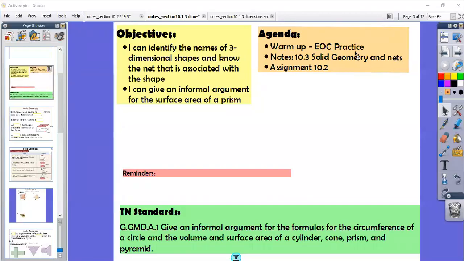In this lesson, we're going to talk about three-dimensional shapes and naming three-dimensional shapes, and also the net that is associated with those three-dimensional shapes. So the net is, if we take that and sort of unfold all the surfaces and think about what that surface is composed of, that will help us build formulas for determining the surface area.